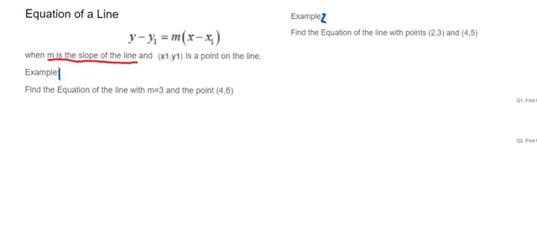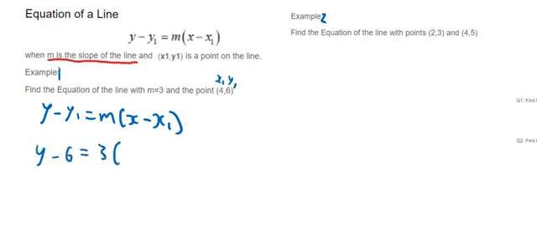In example 1, find the equation of a line with m equals 3 and the point 4, 6. I'm going to write down the equation first: y minus y1 equals m by x minus x1. I'm going to sub in my values. The point 4, 6 is x1, y1, and m is 3. So I put in a 6 for y1, 4 for x1, and a 3 for m. So y minus 6 equals 3 multiplied by x minus 4.